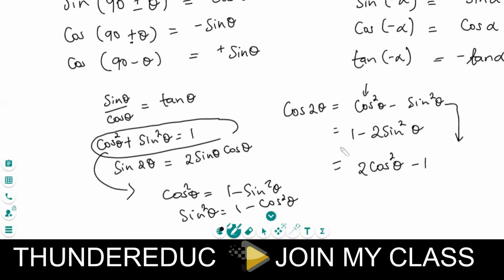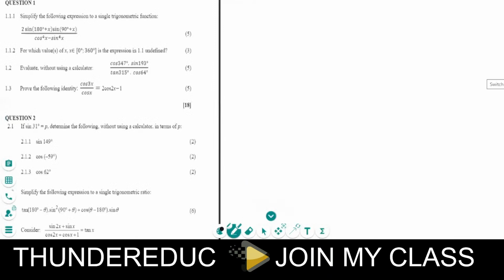All right, so let's try to look at some questions. So question number 1, they are telling us to simplify the following expression into a single trigonometric function. So with this question, it could be a combination of reduction, identities, factorization, and a whole lot of things.